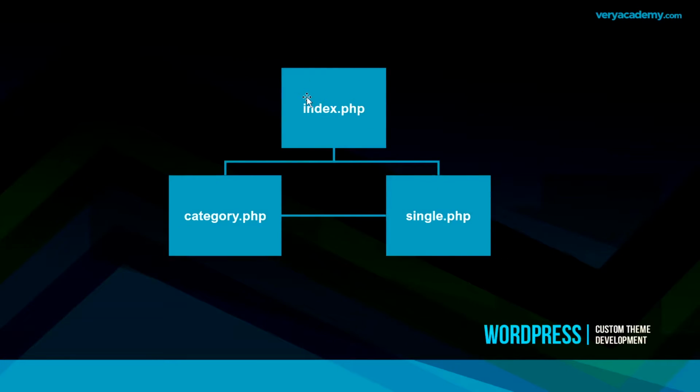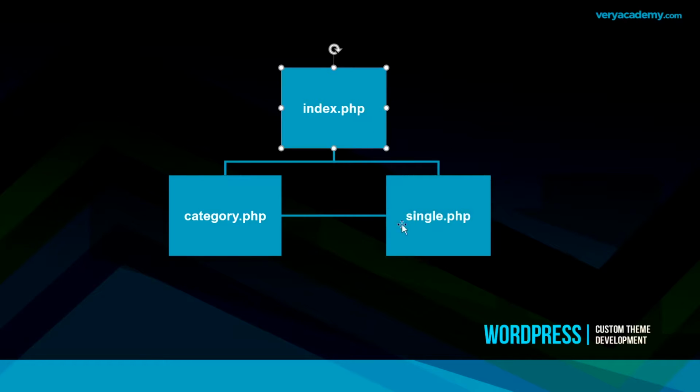We might have some posts on this page, and we might click on those posts, and that's going to take us to a page typically called single.php. So single.php is basically going to be the page for single posts. So that's where you end up.